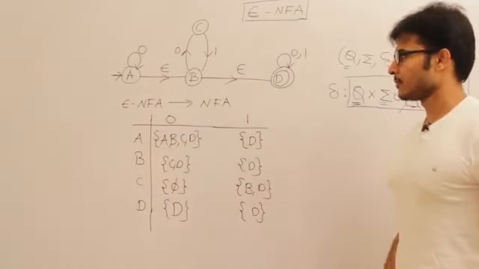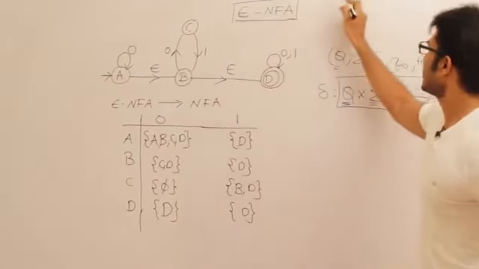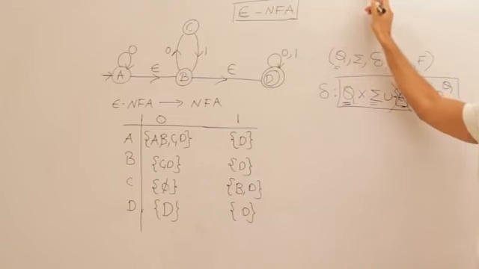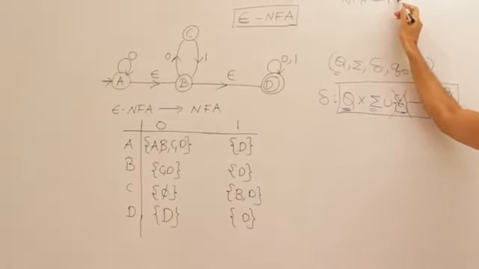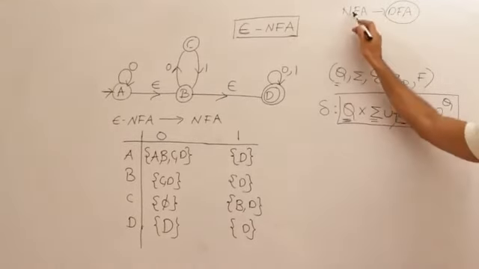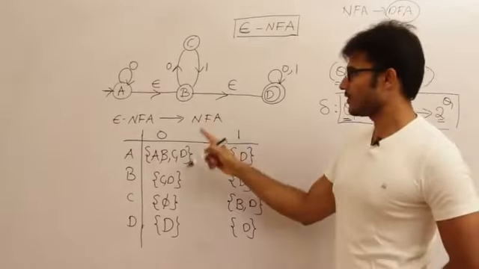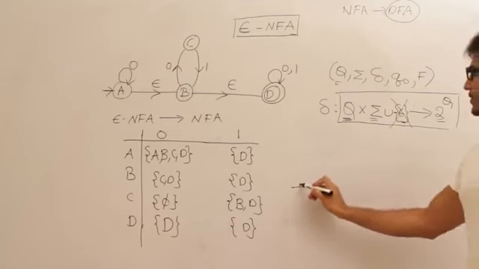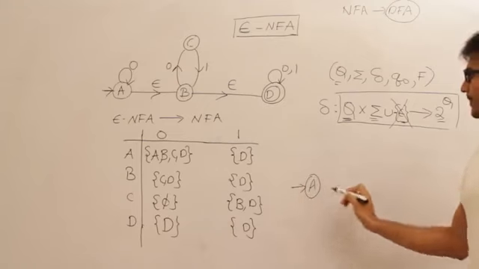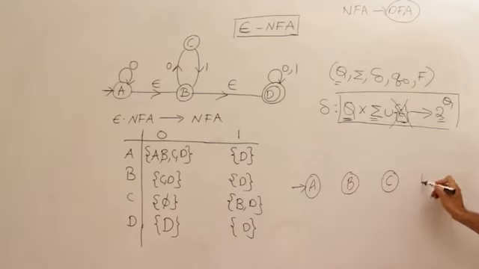So the main difference from conversion of NFA to DFA is, when I was converting NFA to DFA, the number of states increased, right? And here, when converting epsilon NFA to NFA, the number of states is not going to increase; the number of states is going to be the same. Fine. So let's start with this: capital A, capital B, capital C, capital D. So the initial state is definitely A, that you know.